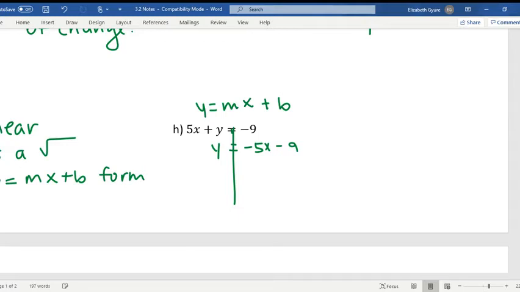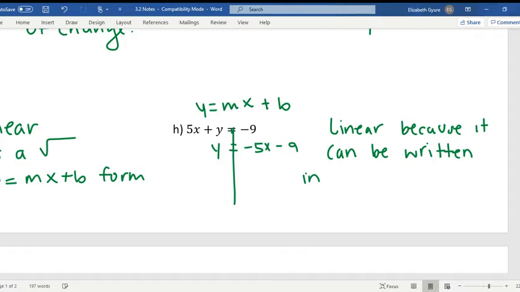So we are going to say linear because it can be written in y equals mx plus b form. So linear because it can be written in y equals mx plus b form. Good.